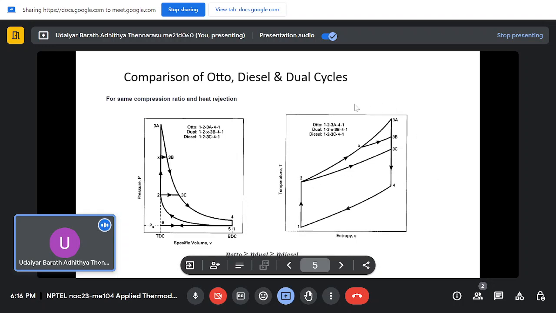The same process is shown in the temperature-entropy diagram. Here we have 1 2 3c 4, which is the diesel cycle, then the constant volume line through which heat addition is happening for the Otto cycle, 2 3a 4, and for the dual cycle there is heat addition partly at constant volume and then it follows constant pressure.